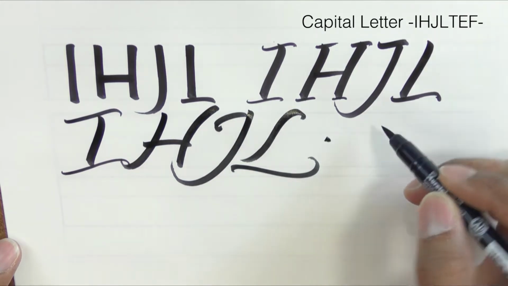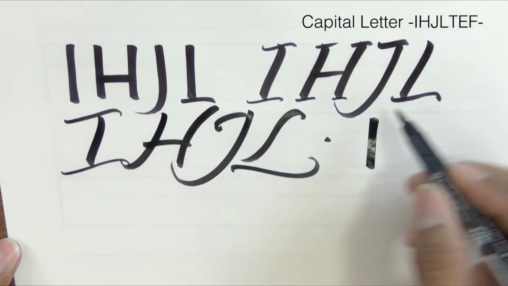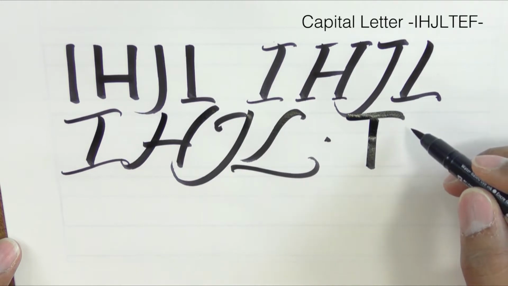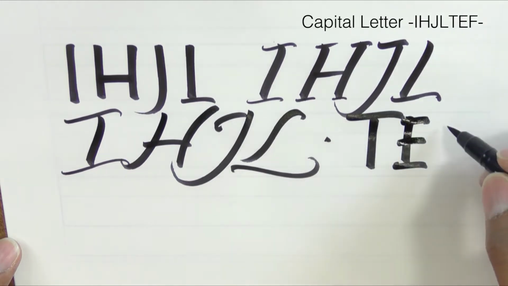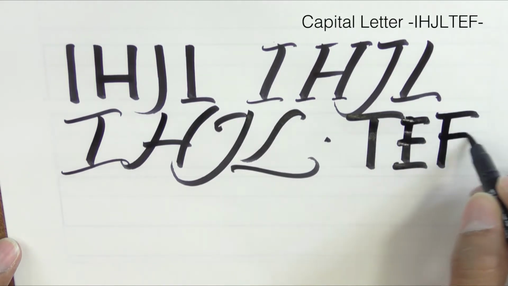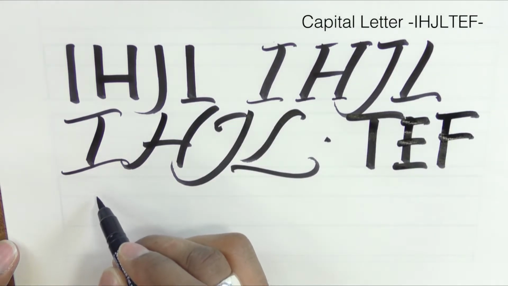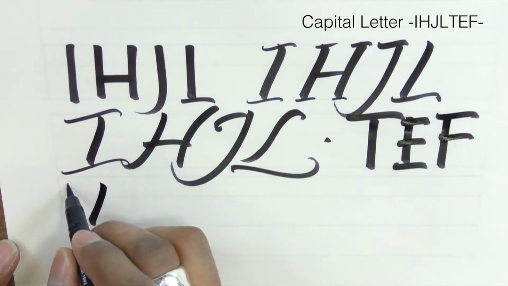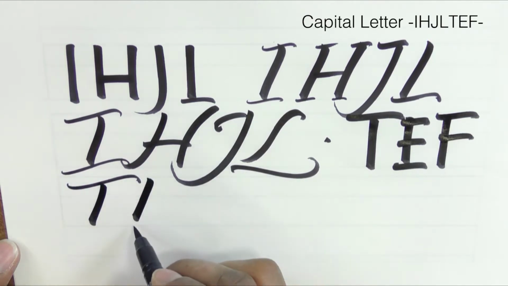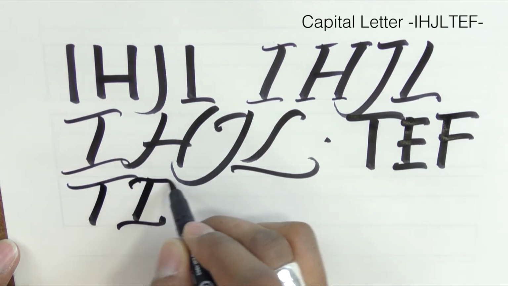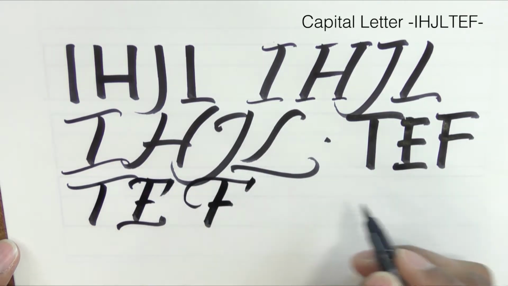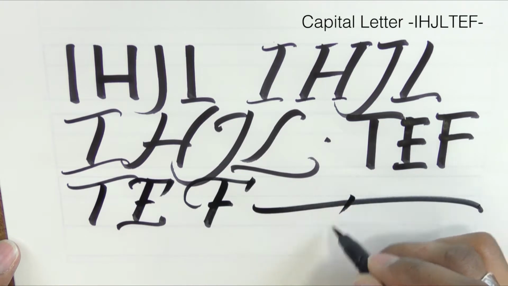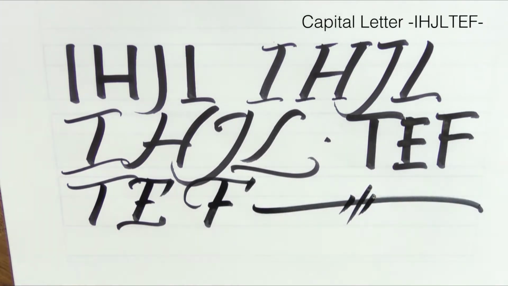Next in the straight group, we have T, E, and F. And a little line ending.